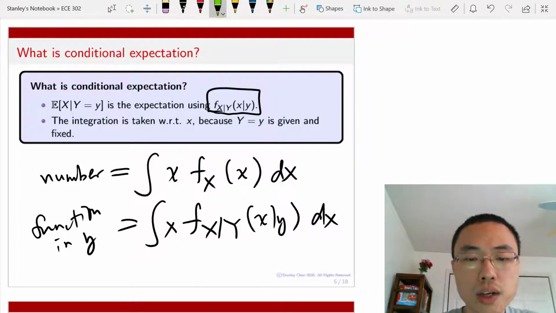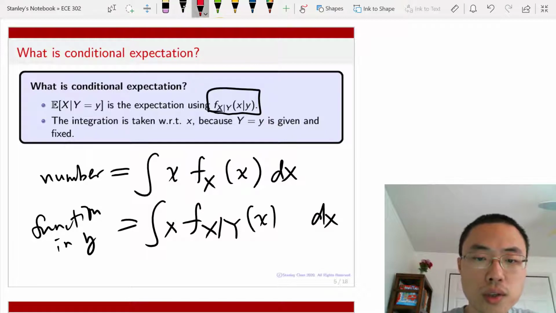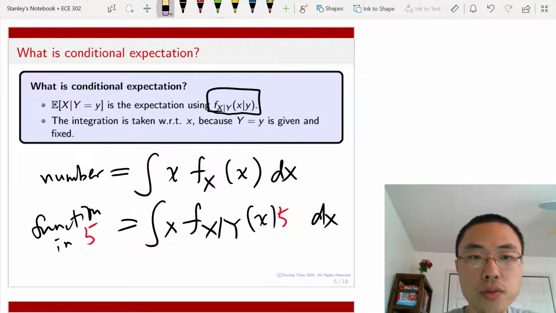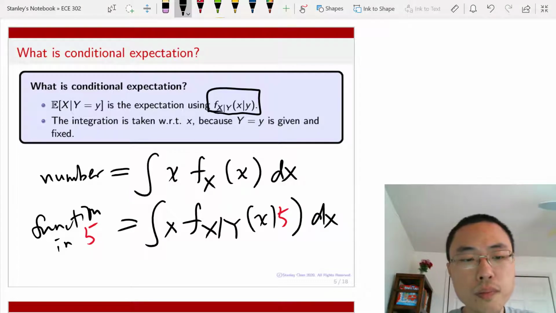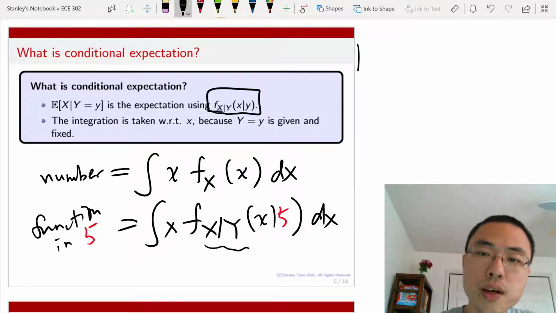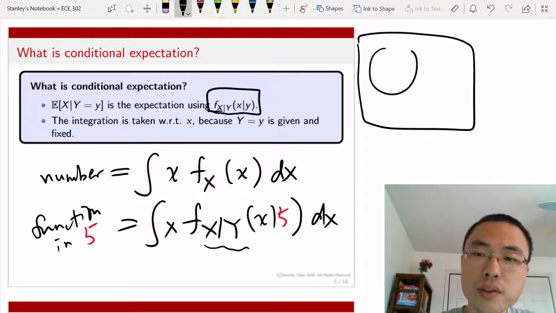So now, if today you have this y equals 5, then it will be a function of this number 5. Okay, so it is no longer just a fixed quantity. If you do this calculation, it will be a fixed quantity. It will be just the mean of this random variable. Thus, when you try to take the expectation, you are going to take the expectation of this random variable, x given y.